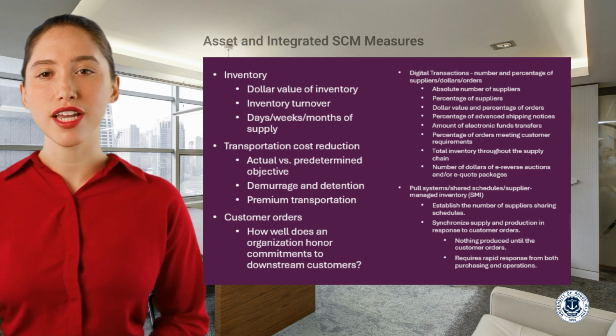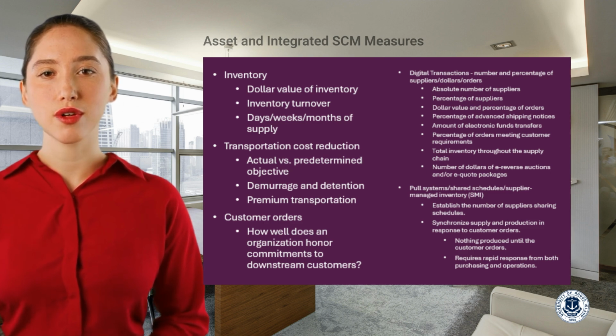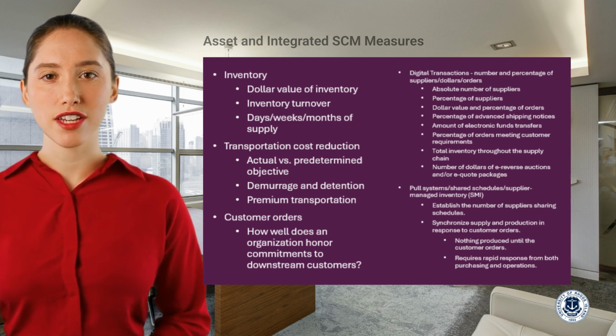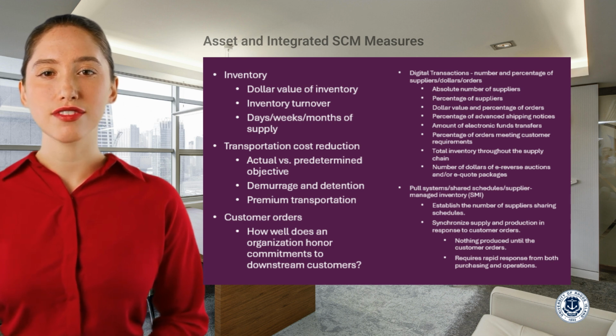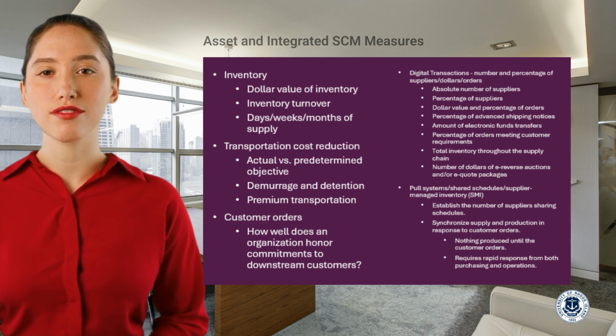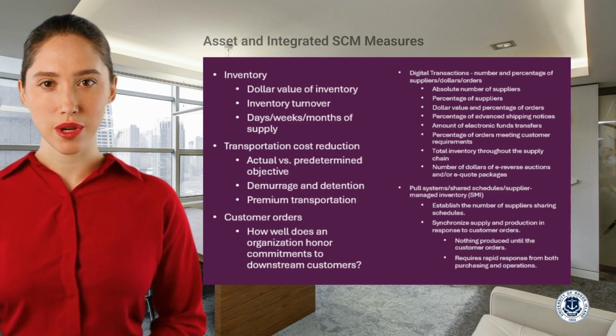The asset and integrated supply chain measures metrics help organizations understand how efficiently they use physical resources and how well they coordinate activities across the supply chain. First, let's consider inventory measures. Inventory represents a major asset for most supply chains, so managing it effectively is critical. Organizations often track the dollar value of inventory to understand how much capital is tied up in stock. They also monitor inventory turnover, which indicates how quickly inventory is sold and replenished. Higher turnover typically signals more efficient inventory management.